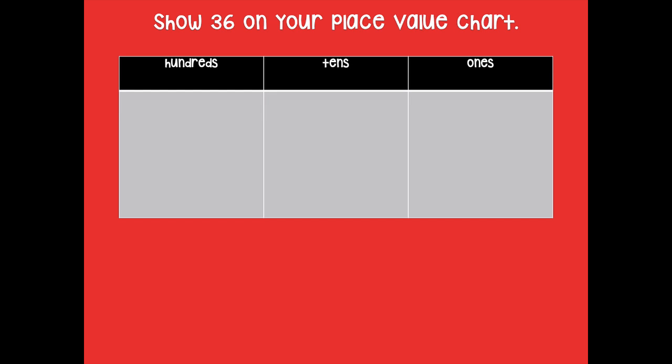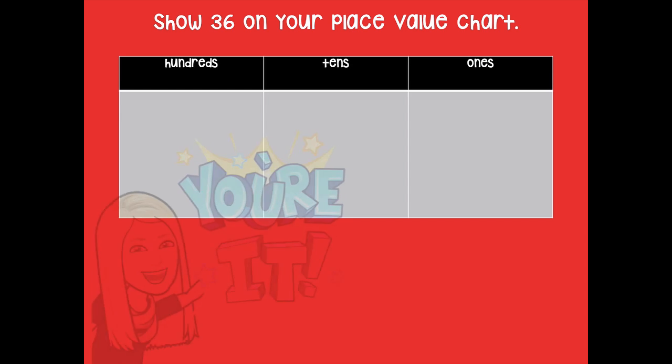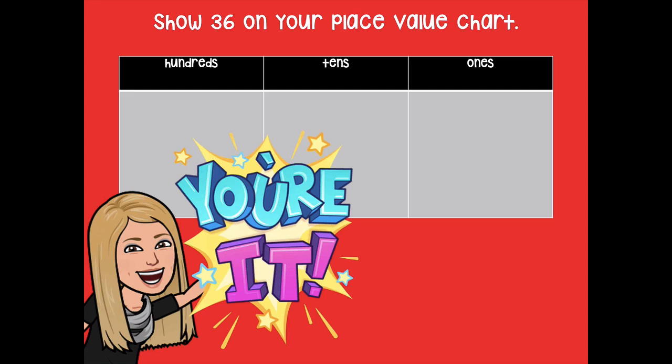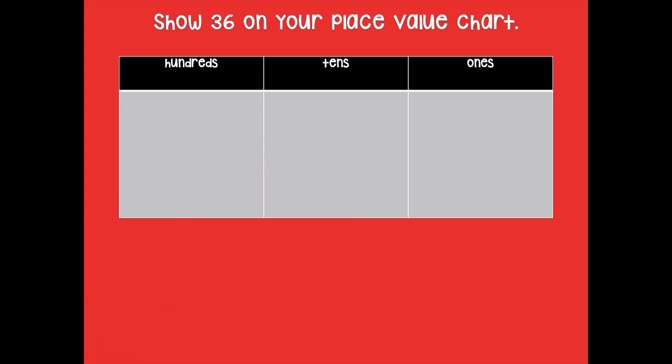All right, so we're going to start with our place value chart. So make sure that you grab that, and then I want you to use place value discs to show 36 on your place value chart. So pause the video, show 36 on your place value chart, and then click play when you're ready for the next step. All right, friends, pause if you need more time. Otherwise, here we go. All right, so here is 36.